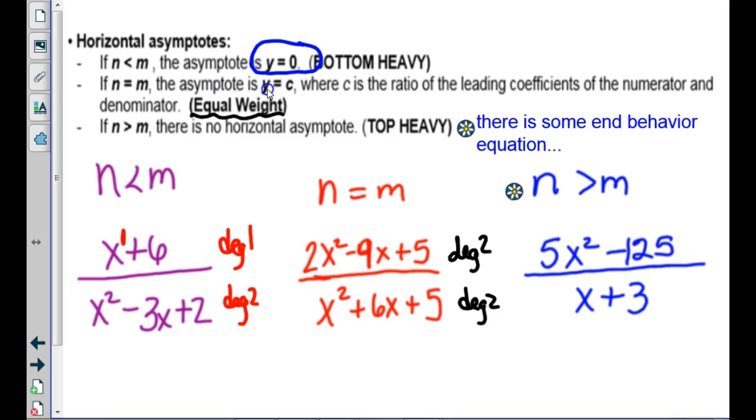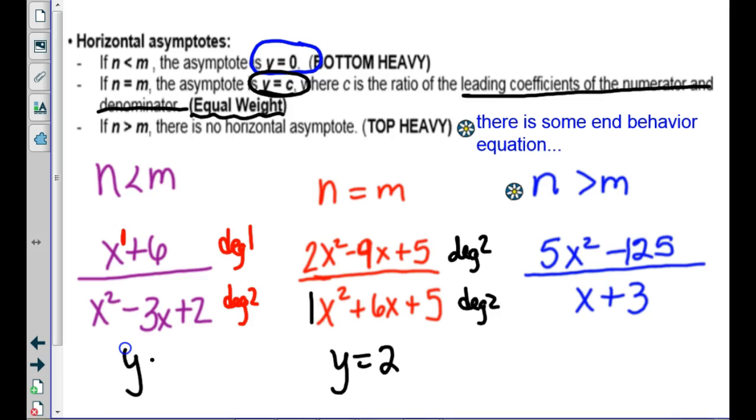It says it will approach y equals c, where c is the ratio of leading coefficient of the numerator and denominator. So this would be 2 over 1. This would have a horizontal asymptote at y equals 2. This one was at y equals 0.